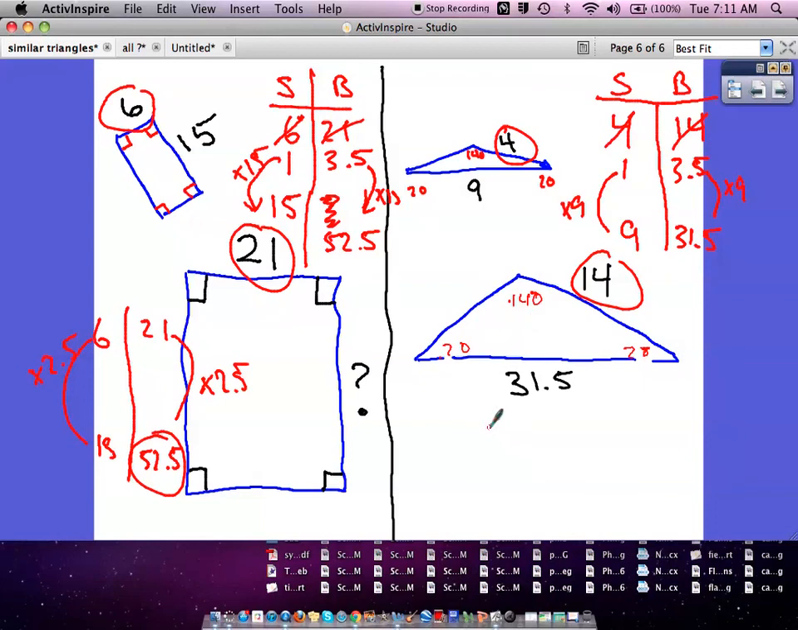Congruent, we didn't talk about that much, but that just means that everything's completely and totally the same. All the angles are the same, all the sides are the same.